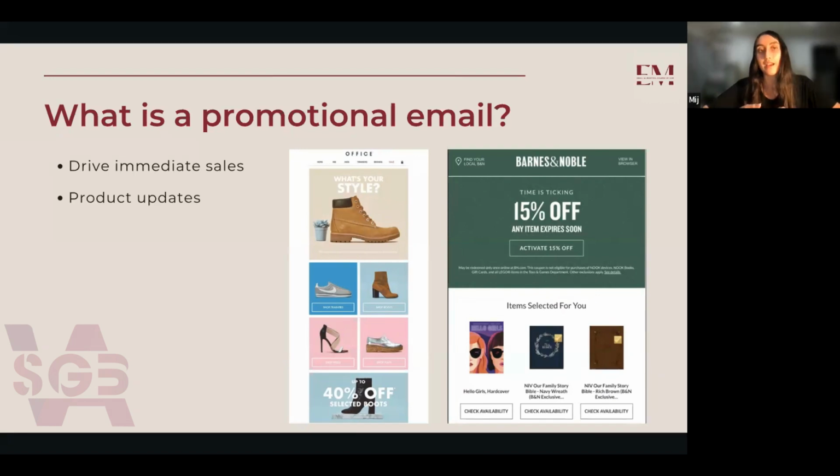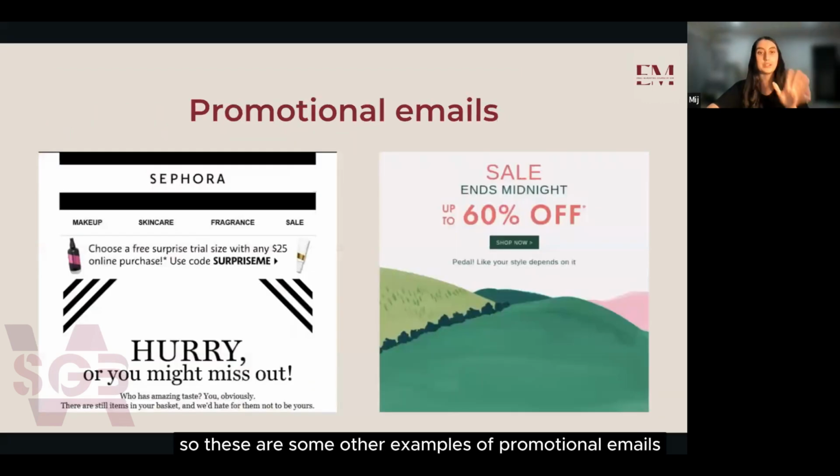That's why you need to combine. You need to give them some value first through your relational emails. Share something useful with them before promoting something. So these are some other examples of promotional emails.